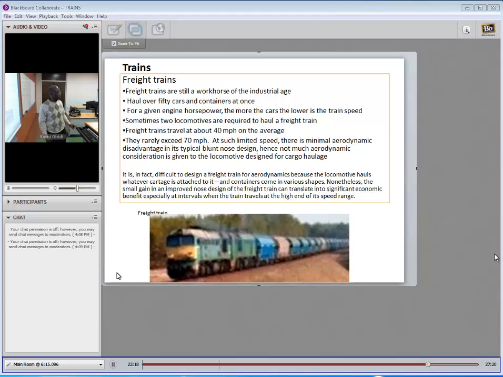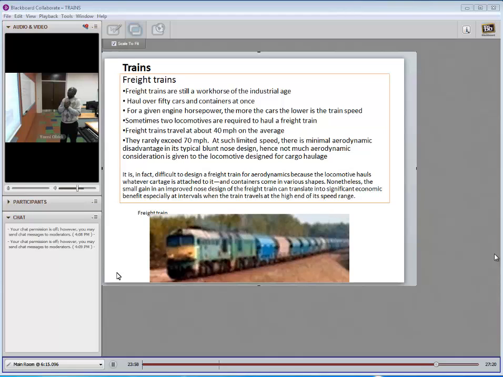Freight trains, well, they're still, as they have been for ages, the workhorse of the industrial age. They haul over 50 cars and containers. In fact, they typically haul over 100, 120 cars these days. So they really are a workhorse, and they are very rugged. They last for a very long time. For a given engine horsepower, the more the cars, the lower the train speed, certainly because it carries a higher load, and so its ability to move forward is reduced.